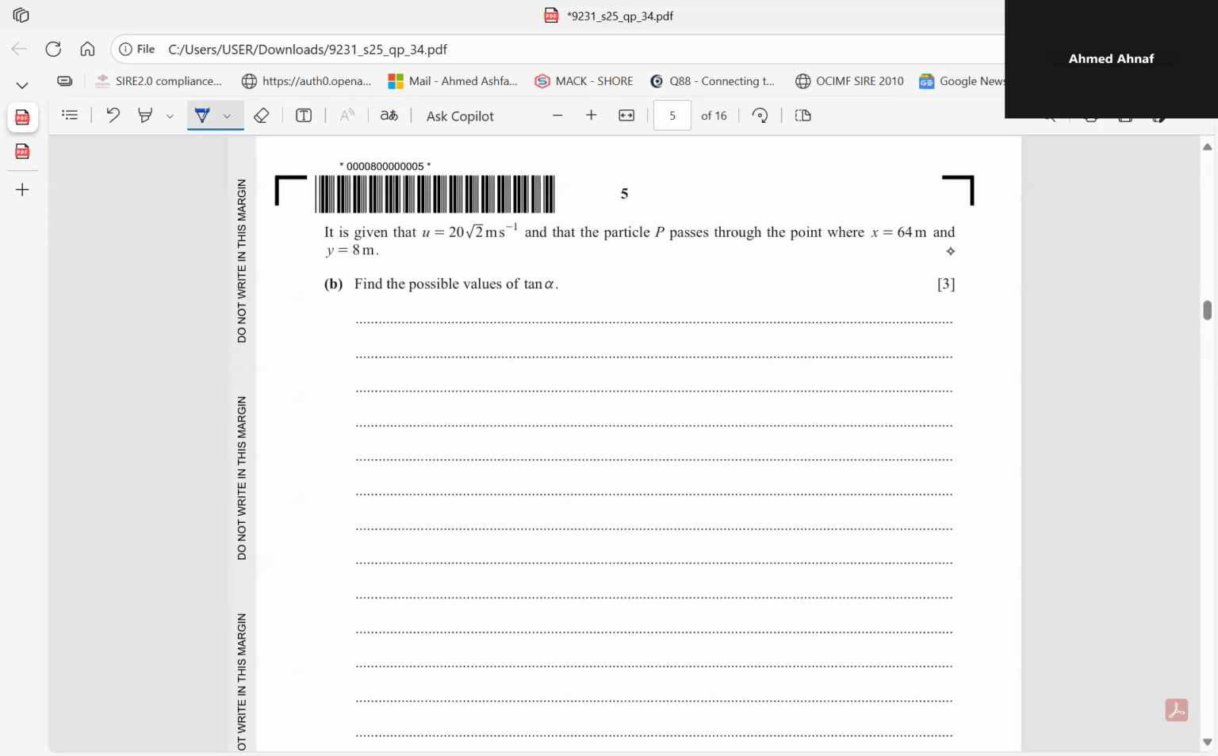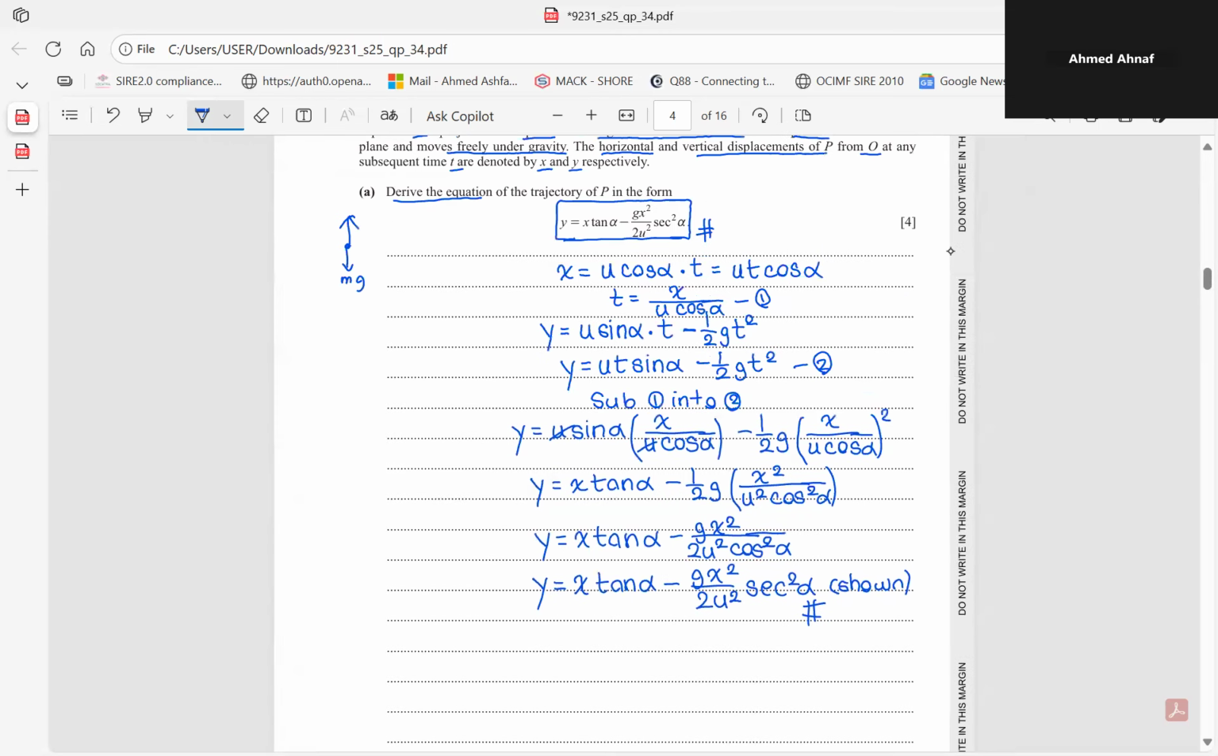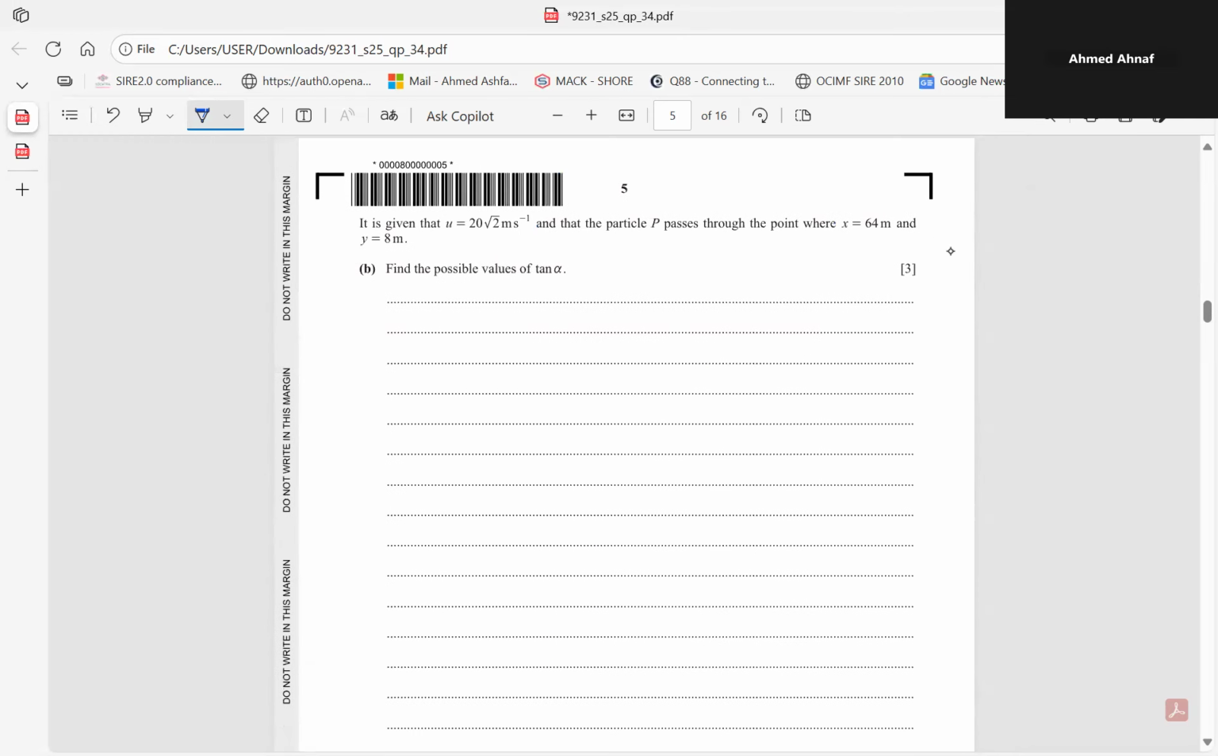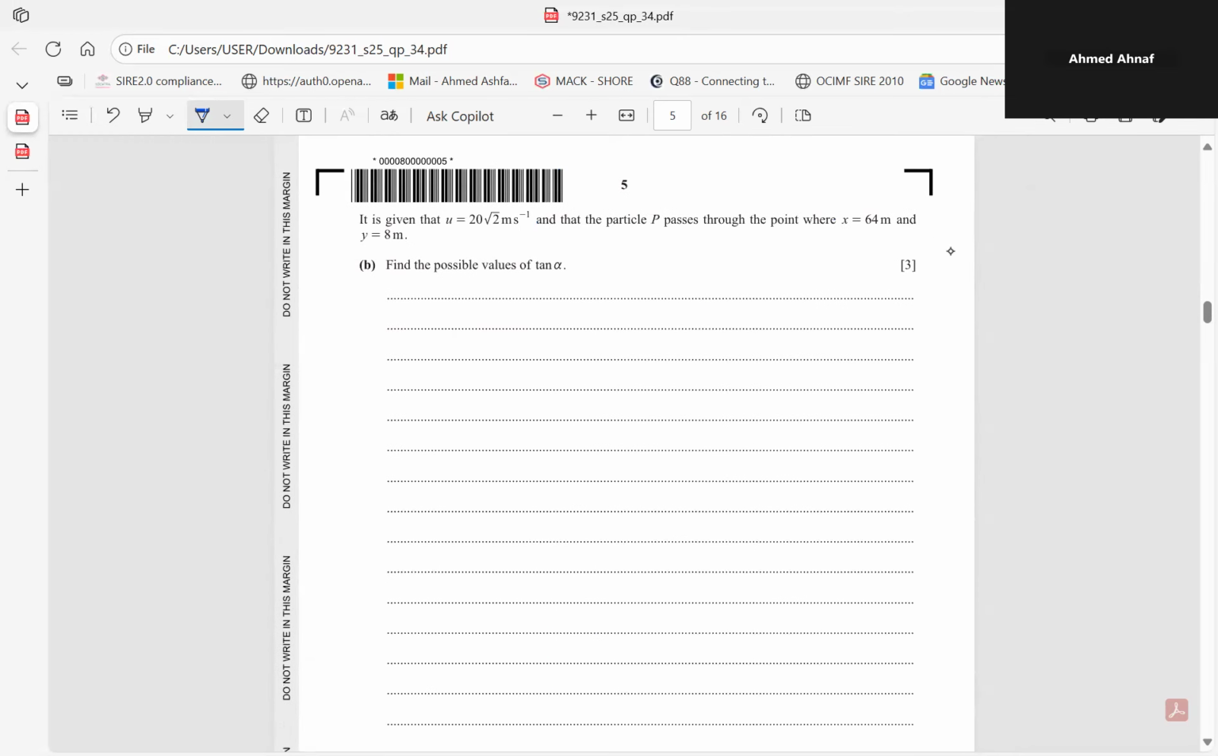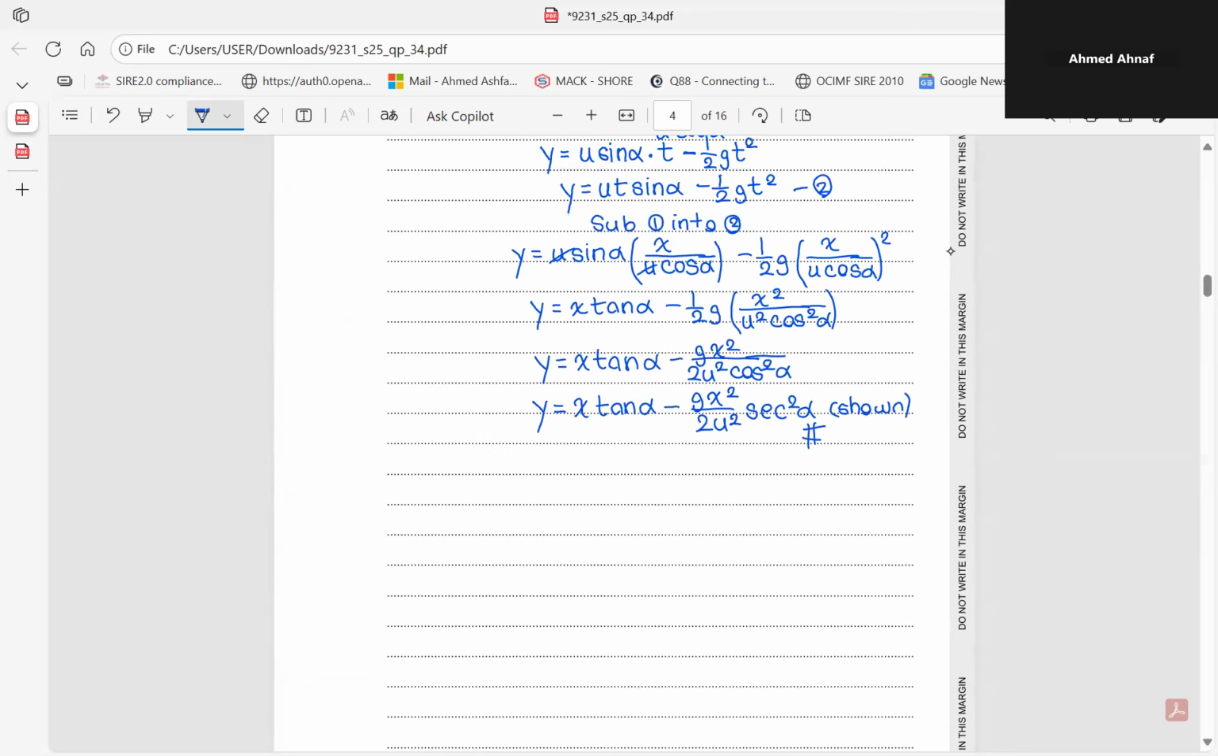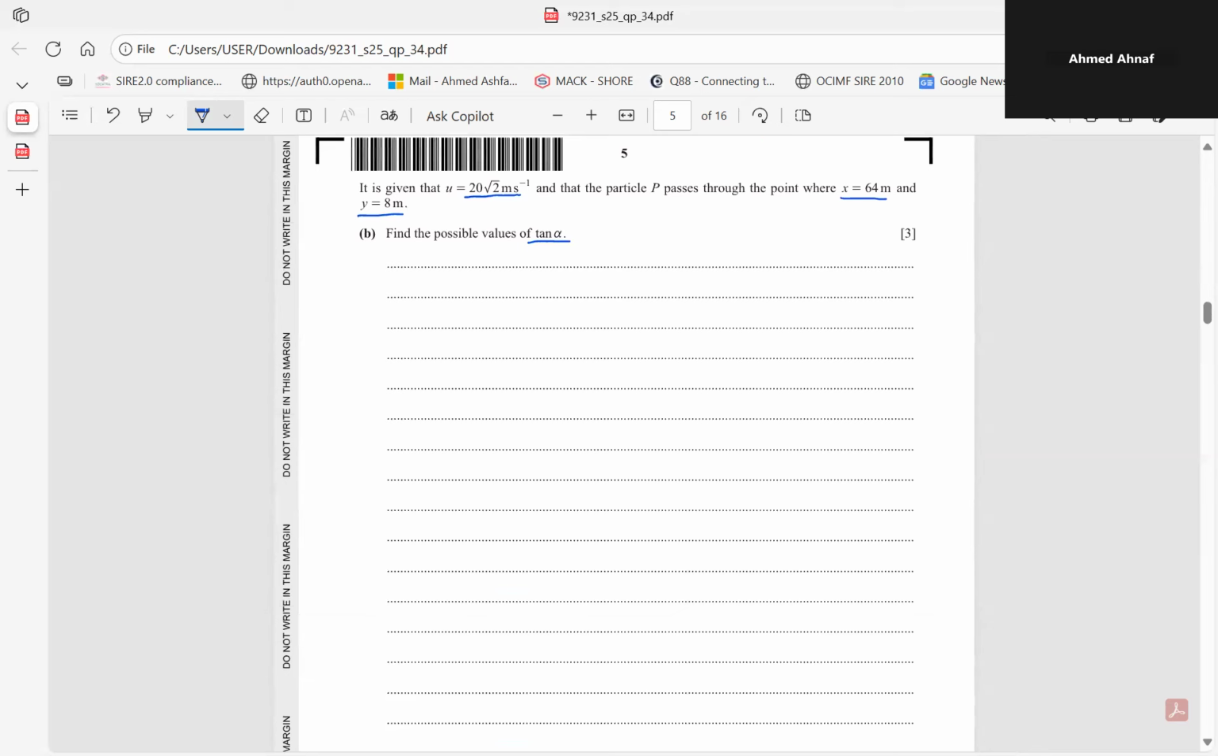Okay, so wait, let me check. Okay, good. All right, so for this part, we're told that u is equal to 20 square root 2 meters per second, and that the particle P passes through the point where x equals 64 meters and y equals 8 meters. And for this part, we have to find the possible values of tangent alpha. So for this question, we can just start using this formula that we have derived. For simplicity's sake, we're going to write down the entire formula here.